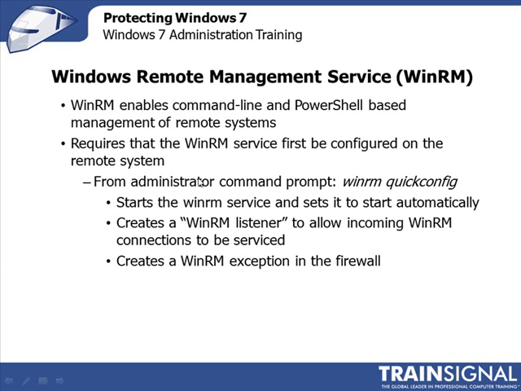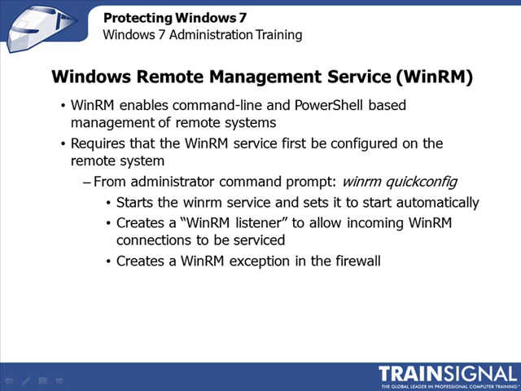With a remote management service, you do this from a command line that has to be given administrator privileges, by using the command winrm quickconfig. This starts the WinRM service and sets it to start automatically on subsequent reboots. This creates what's called a WinRM listener to allow incoming WinRM connections to be serviced. Basically, it establishes a process on the Windows 7 machine that does nothing but listen for new incoming remote management connections. It also creates a WinRM exception in the firewall. If you don't do that, then remote systems cannot connect to this Windows system for WinRM purposes.